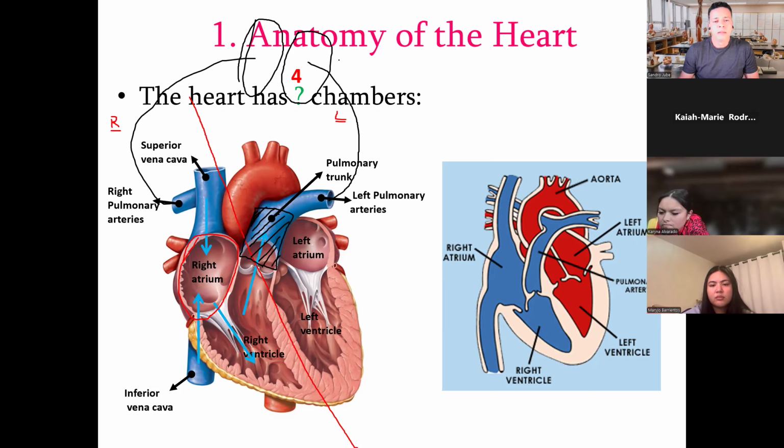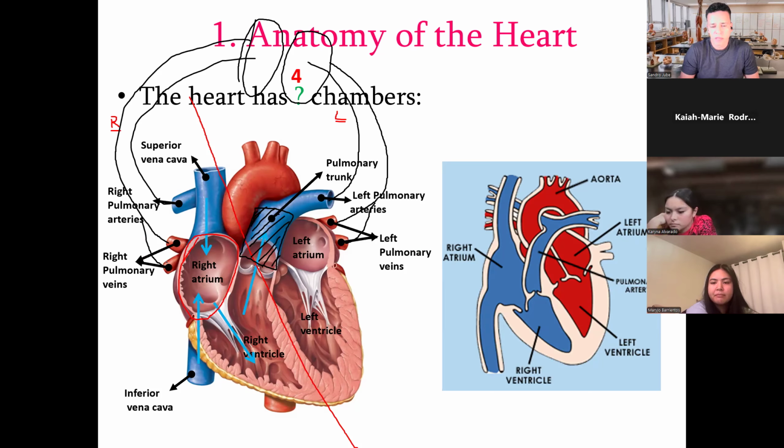Now, once the blood becomes oxygenated again in the lungs, the blood needs to return to the heart. And it's going to return to the heart through what we call the pulmonary veins. And we have, again, the right pulmonary veins and the left pulmonary veins. Okay, remember the difference between an artery and a vein. Arteries take blood away from the heart. Veins bring blood back into the heart.